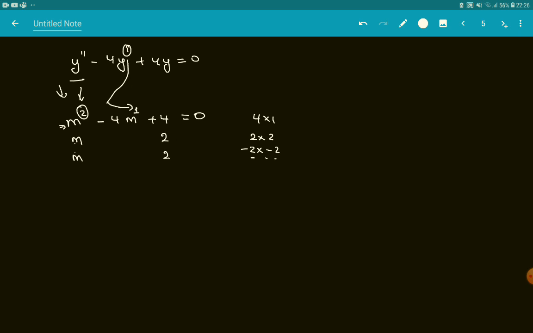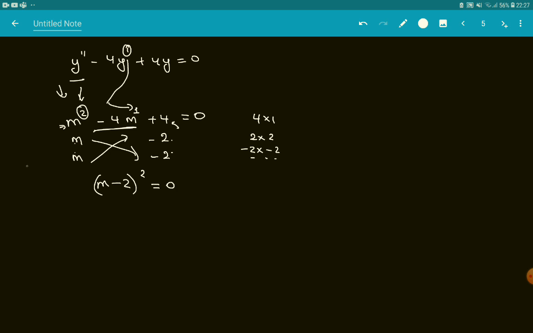But when considering this, if I write 2, when I multiply these 2s it should make 4. But when I add them, 2m and 2m, it makes 4m, but I need to get negative 4m. So I choose to write negative 2 for both, and it will be my root. So (m - 2)^2 = 0.